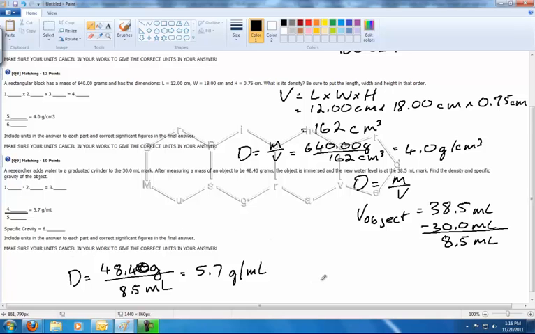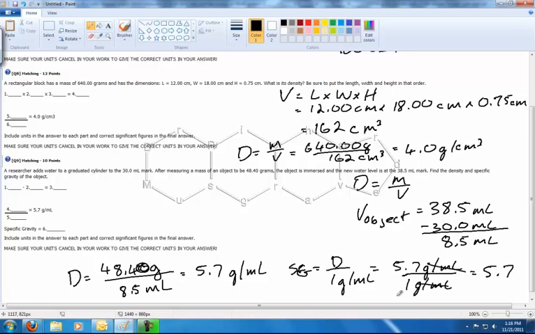The specific gravity, what we do is we take the density and divide it by the density of water, which is 1 gram per mil. So that's how we end up getting 5.7 grams per mil divided by 1 gram per mil. So those will cancel, and we're just left with 5.7 for our specific gravity.